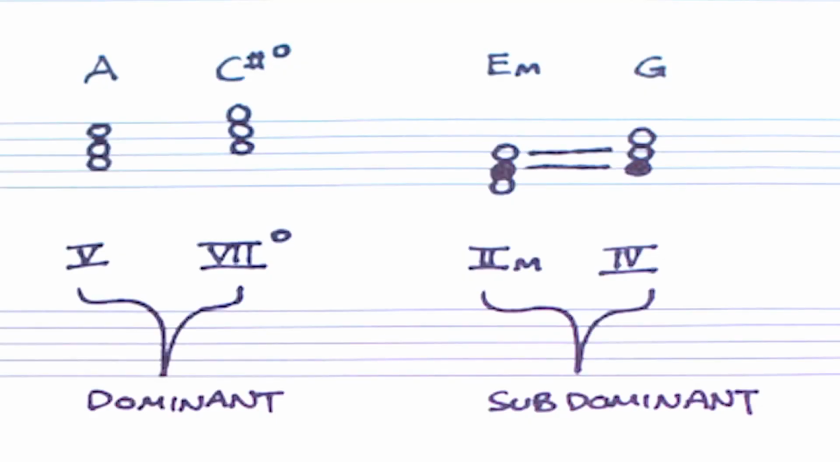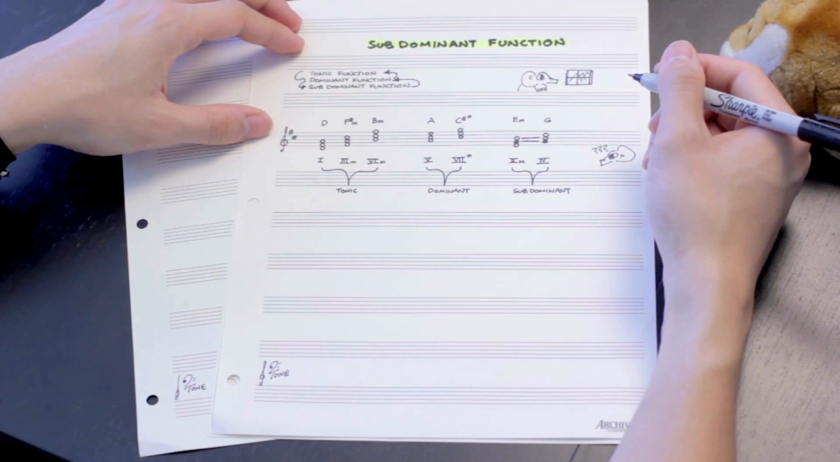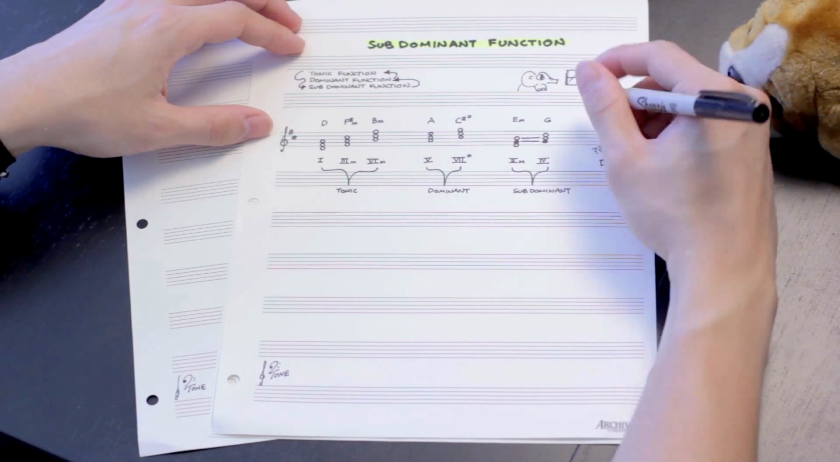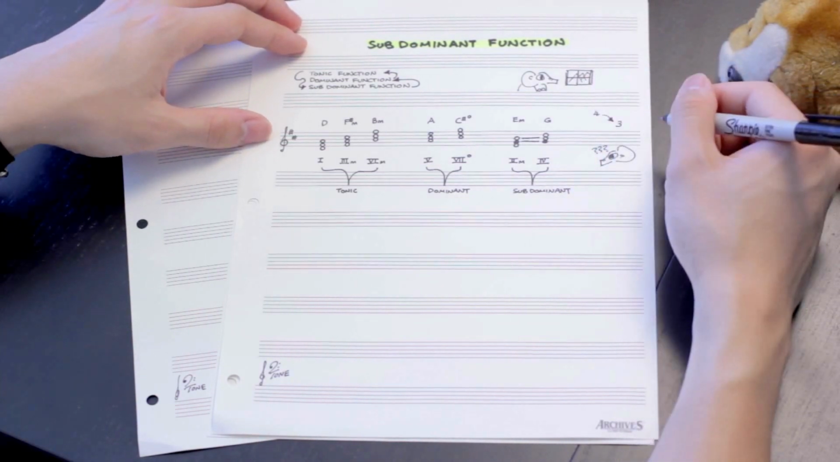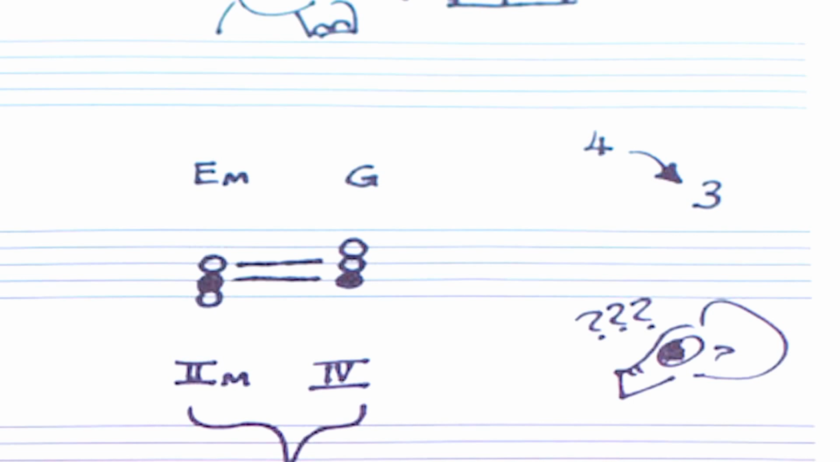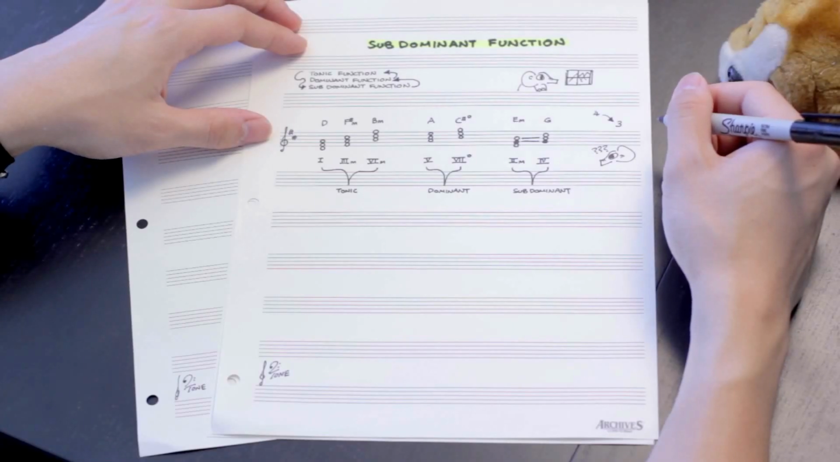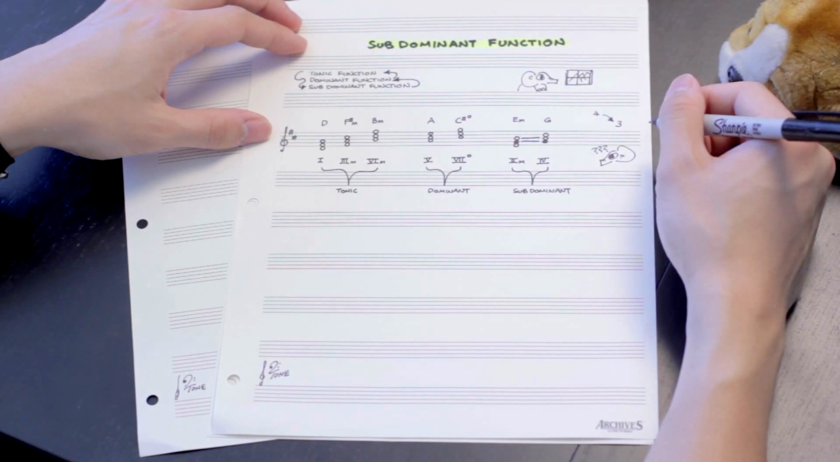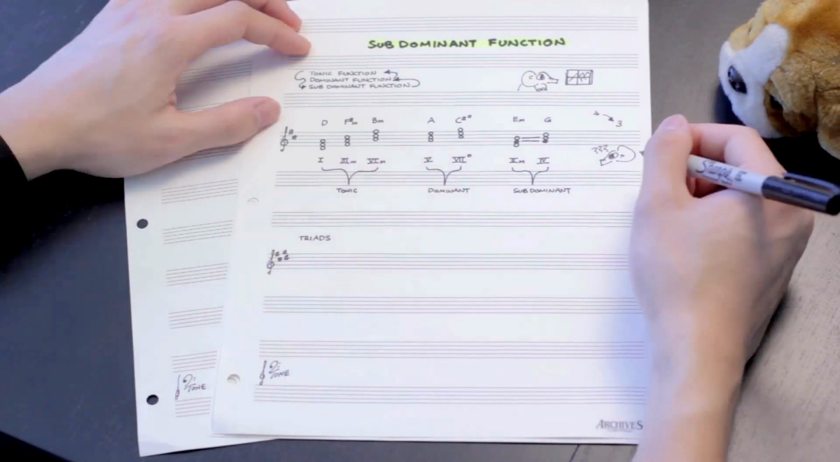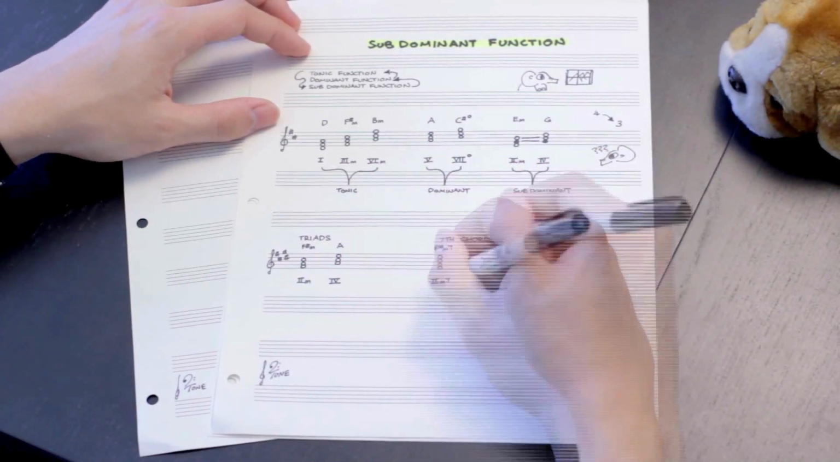You may remember from the dominant video that many dominant resolutions rely in part on the fact that the 4th degree wants to resolve down to the 3rd. This is a trick that subdominant function employs as well. It introduces some instability by floating above the expected 3rd degree, but its lack of the leading tone keeps it from feeling truly dominant.